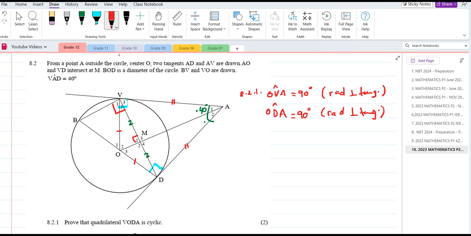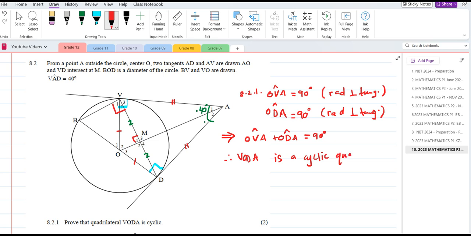So this implies angle OVA plus angle ODA is equal to 90 degrees. Therefore, VODA is a cyclic quad.